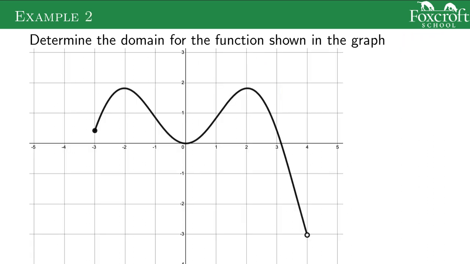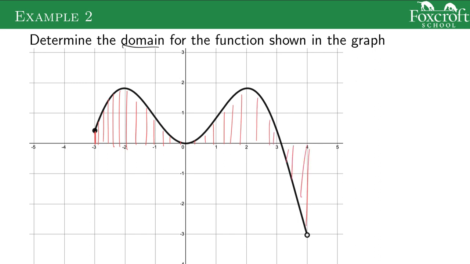Next is a graph, and just remember, domain is the x values, the input. So I'm seeing what x values this graph hits. Well, I'm not hitting any of the ones to the left, but at -3, I start hitting x values. All of these parts of my graph are hitting these x values along here.